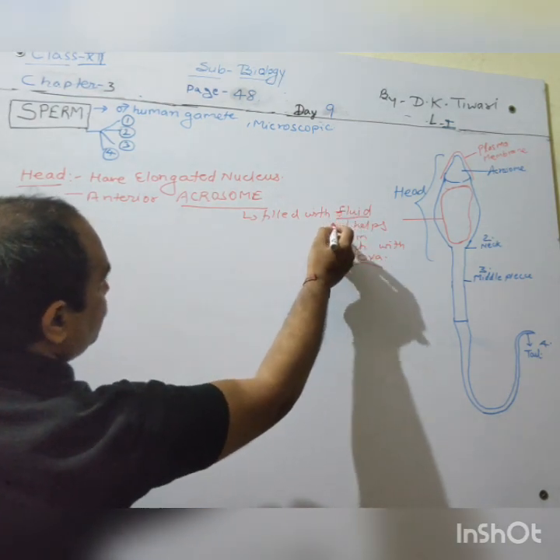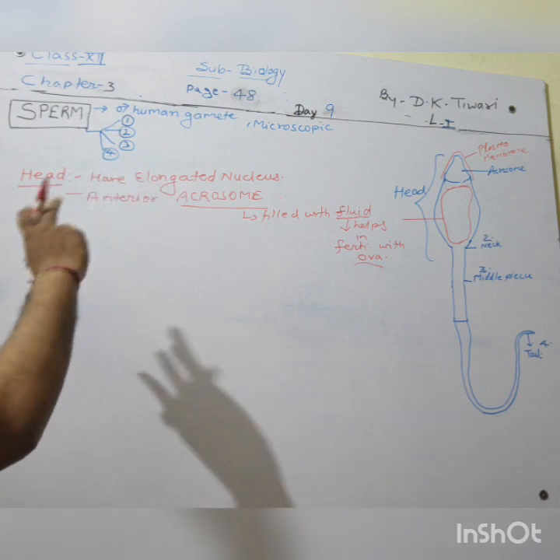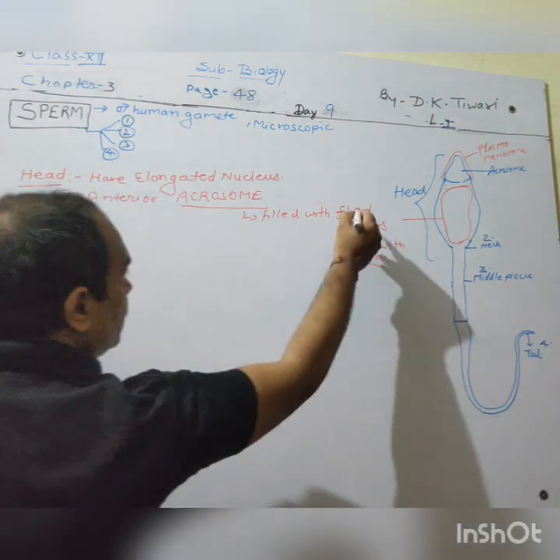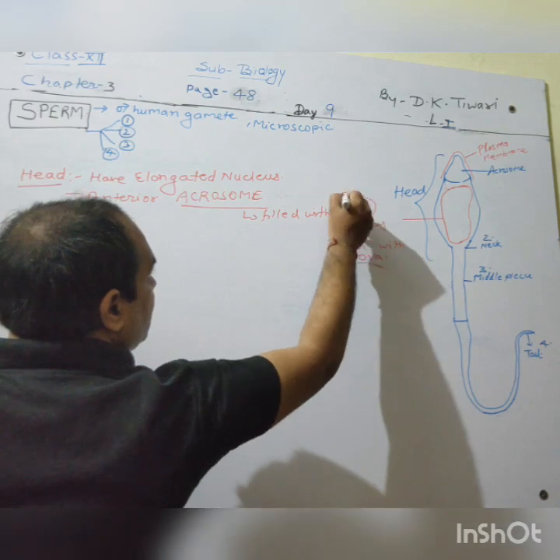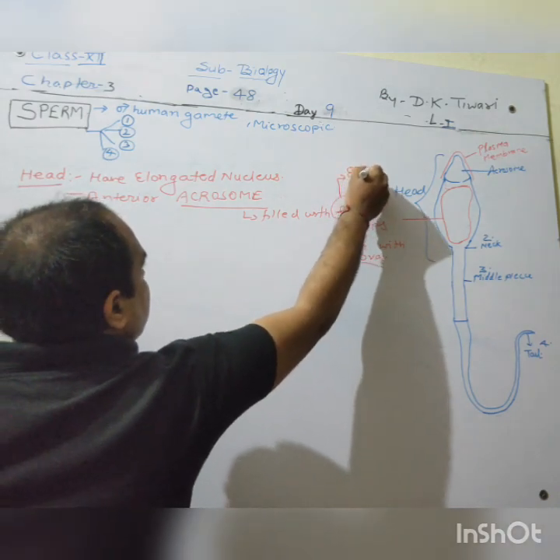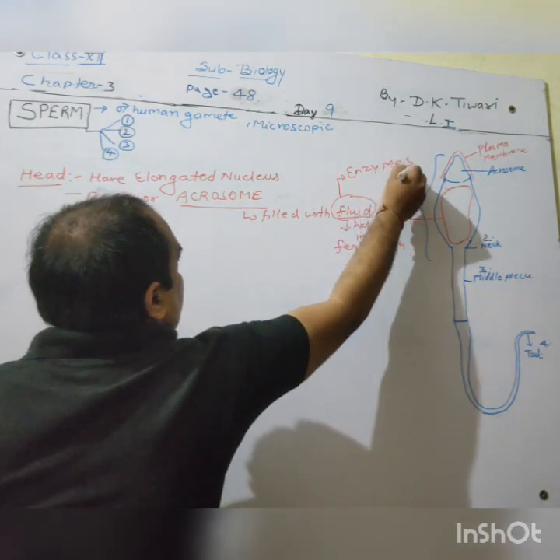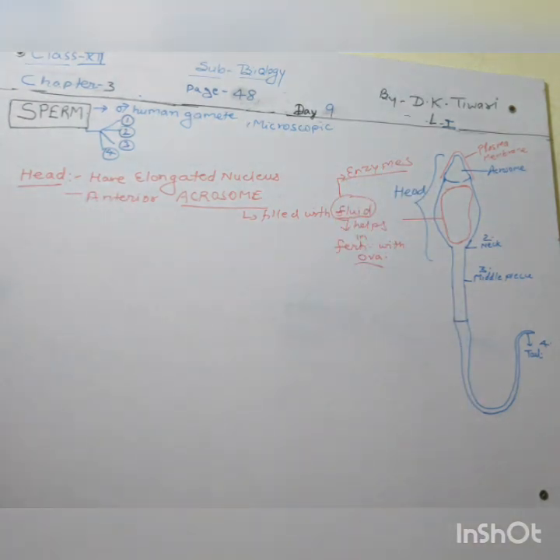This fluid involves various types of chemicals or enzymes. The names are not suggested in the syllabus, so we will learn only that they are enzymes. These enzymes help in fertilization. They dissolve the wall of the ova and the sperm can enter the ova, and the fusion of the nucleus of sperm and ova takes place. So this was about the head.